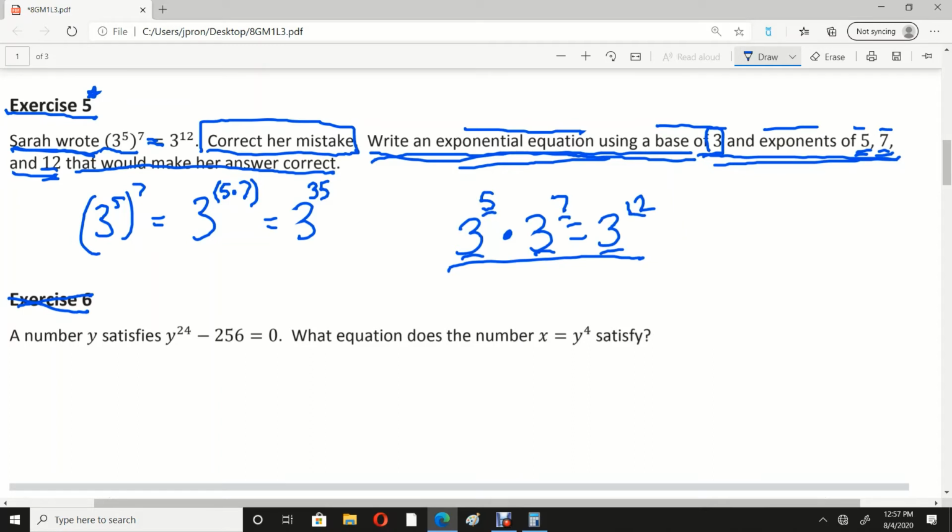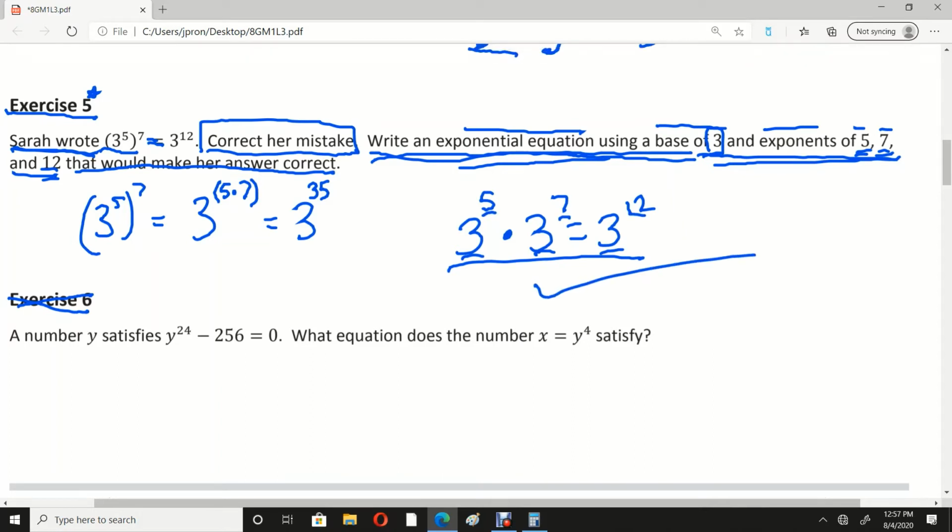Beautiful, and this makes sense. It's a correct answer. I just want to tell you that I really love the answer that you came up with. I thought that was a great answer.